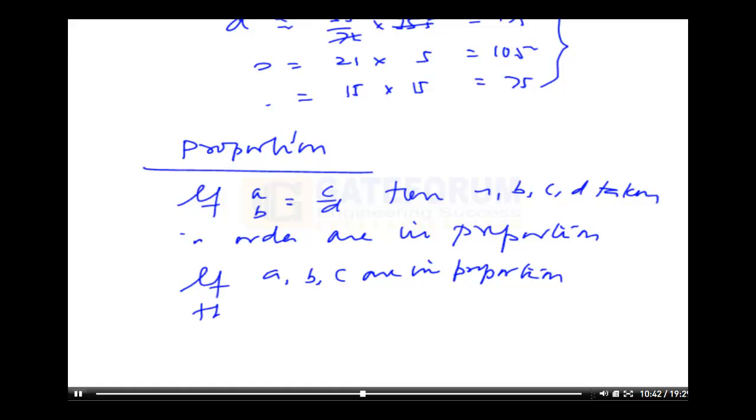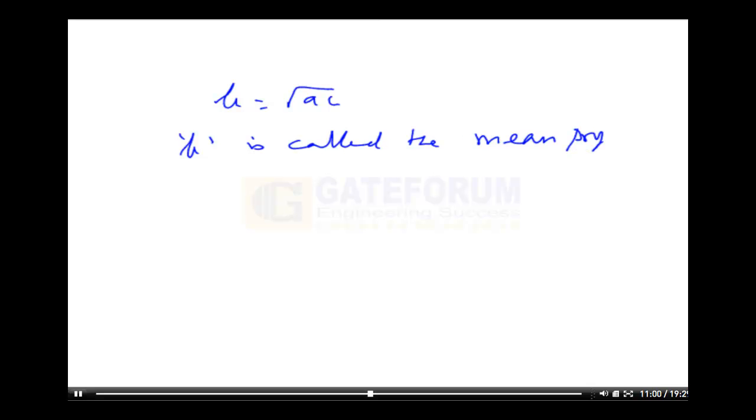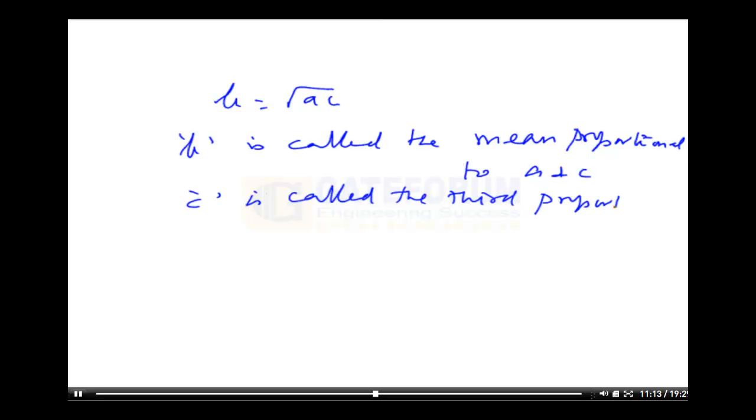then what can you write? First by second, second by third. That will give you b square is equal to ac. Now b is equal to root ac. What is b called? We know it's the geometric mean, but here we call it the mean proportional, not proportion as it is given in the book. Mean proportional to a and c. The obvious name is called the third proportional to a and b.